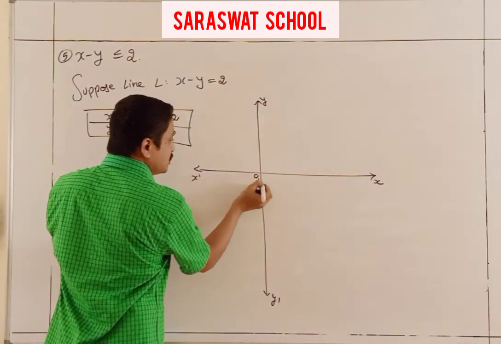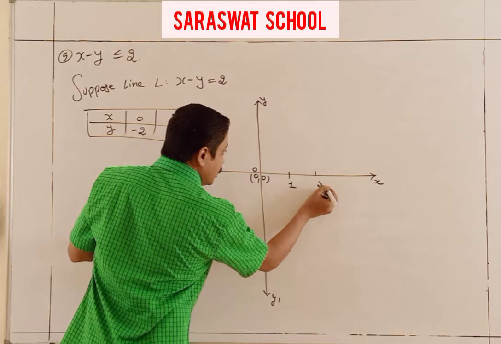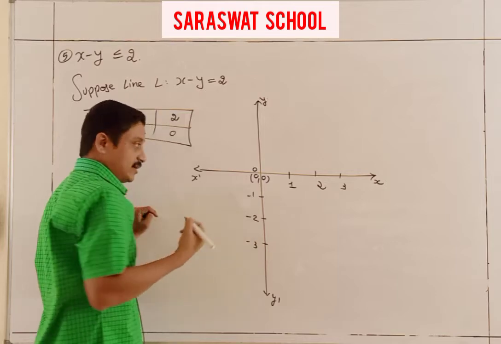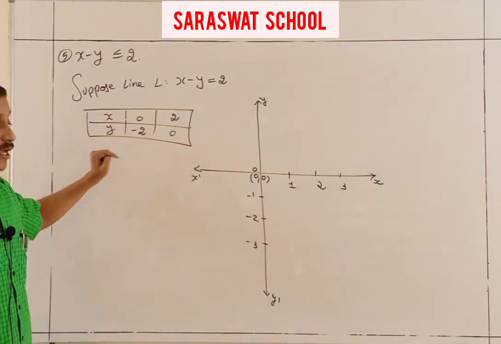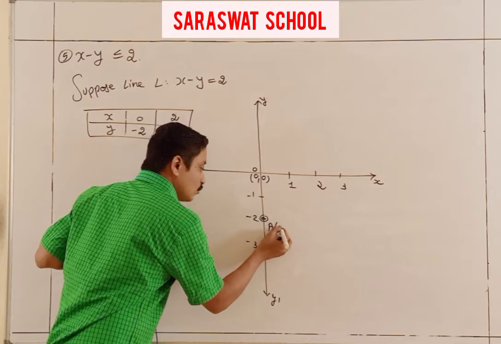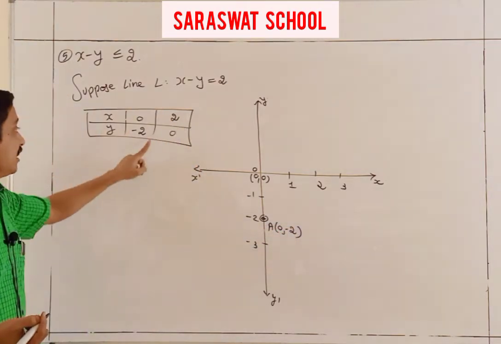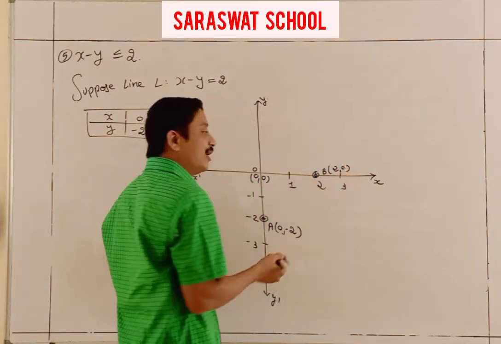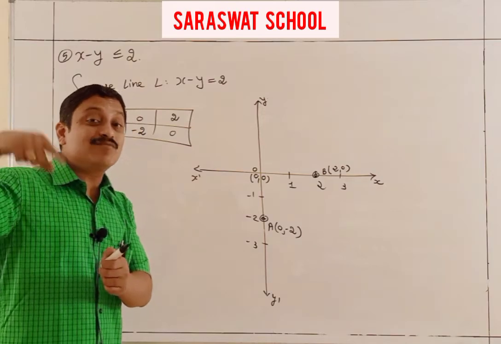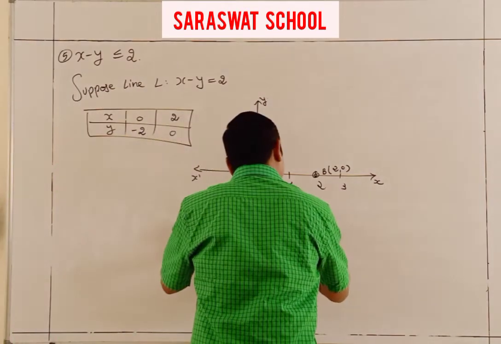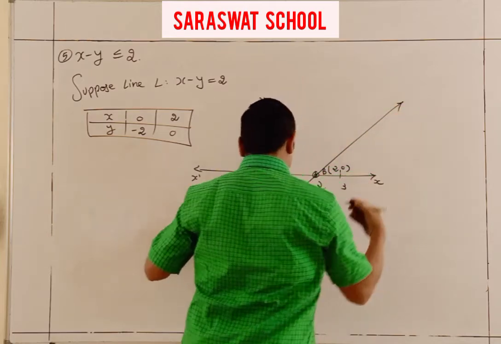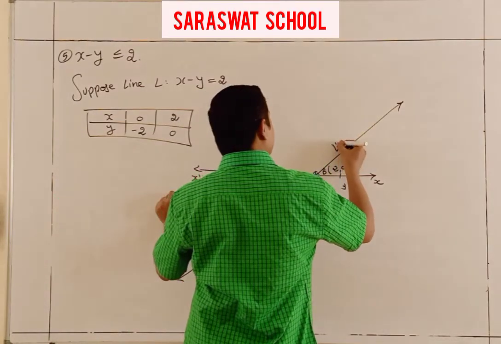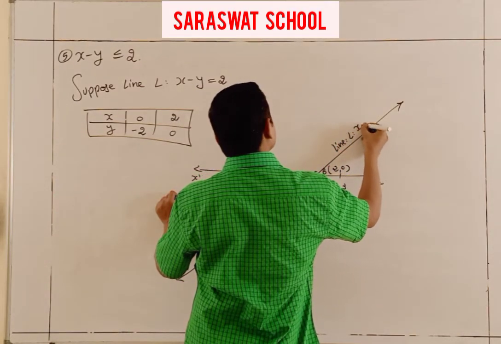So your origin 0, 0, then 1, 2, 3. On the y-axis, negative sides: minus 1, minus 2. Now plot 0 then minus 2, here. Secondly, 2, 0. It means you are here, point P. Now A and B are connected, forming a line. Students, both are connected, forming the line. This side also is the line. Now here is my line L: x minus y is equal to 2.